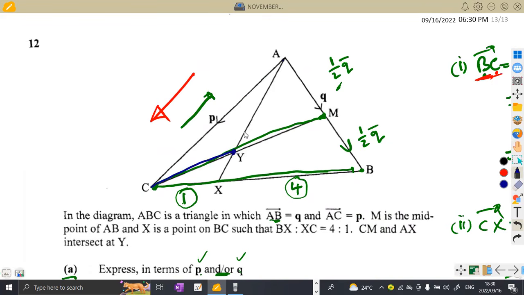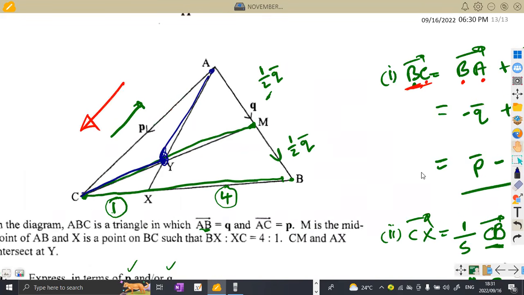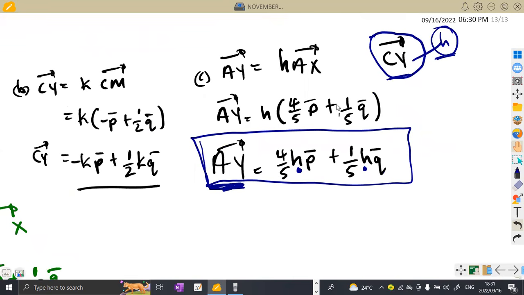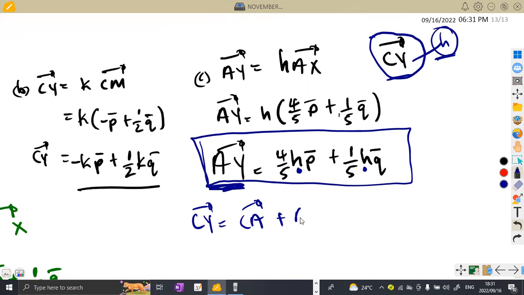But AY has to be there. So what are we going to do? We are going to move from C to A, then from A to Y, which means AY is involved. So we said CA plus AY. That's how we are going to find our CY. So CY is equal to CA plus AY.